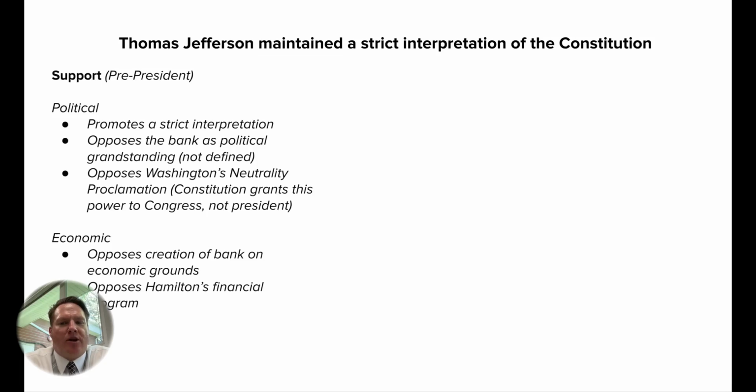Step 1 is to accumulate evidence on both sides of the assertion, supporting it and refuting it. To support it, I could use the following evidence, right? He promotes a strict interpretation, opposes the bank as political grandstanding. He opposes Washington's neutrality proclamation. All of that's political. He opposes the creation of a bank on economic grounds, right?